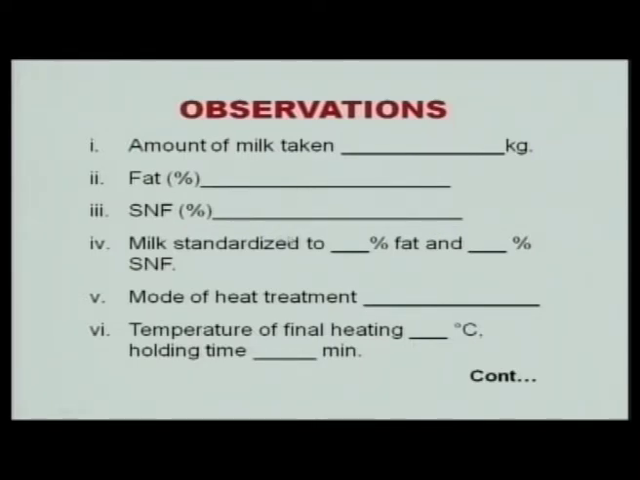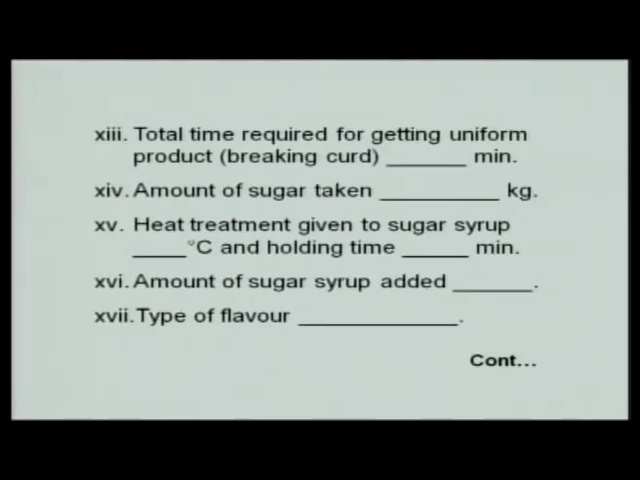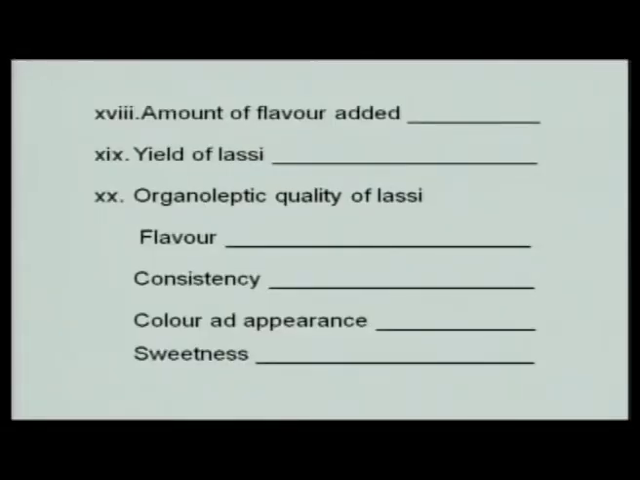percentage, milk standardized to whatever percentage, mode of heat treatment, temperature of final heating, then temperature of cooled milk, rate and amount of starter culture, incubation temperature, total incubation time, acidity of dahi and pH of dahi, then the total time required for getting a uniform product, then amount of sugar taken, heat treatment given to sugar syrup, that is the temperature-time combination, amount of sugar added and type of flavor. Then the amount of flavor added, and the yield of lassi is also noted down.